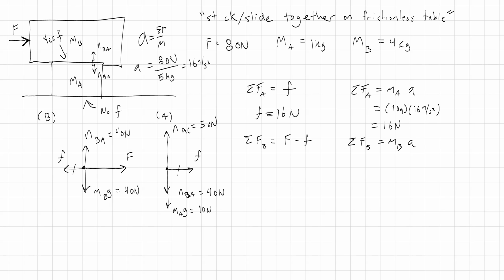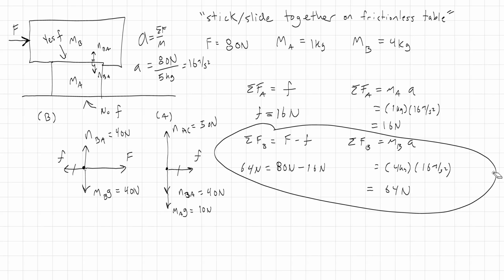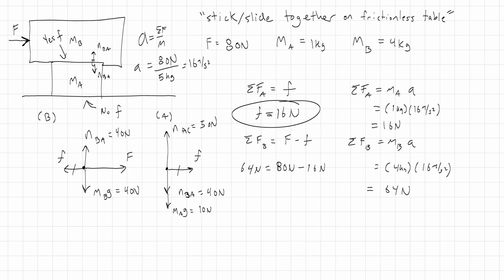If I want to verify this, I can look at block B and write an equation of F minus friction. So this would be 80 newtons minus 16 newtons, which is, what, 64? And if I want to find the net force to check it, I can say 4 kilograms times 16 meters per second squared, which would give me 64 newtons. Okay, anyway, you're just using this part to check. It's not that big of a deal to find the force of friction between them. You found it. It's 16 newtons because it's the net force, the only thing acting on it.